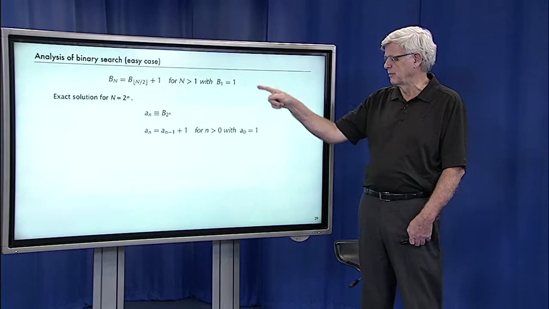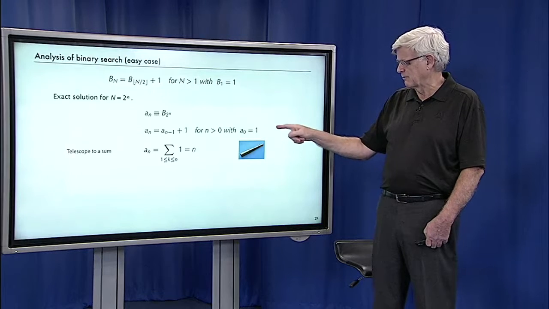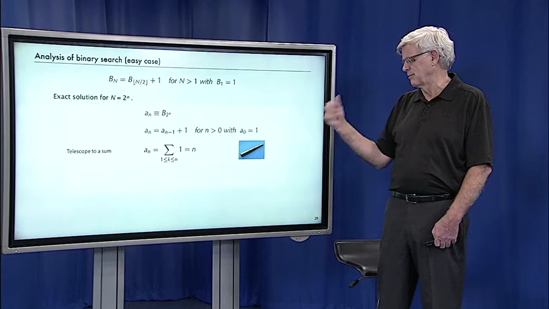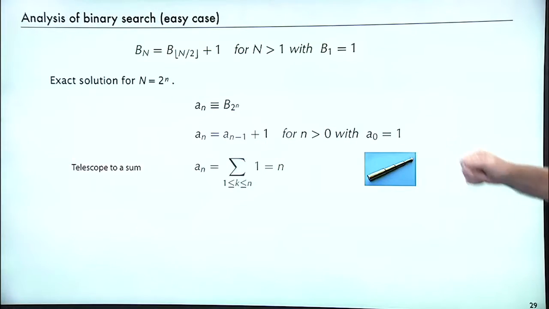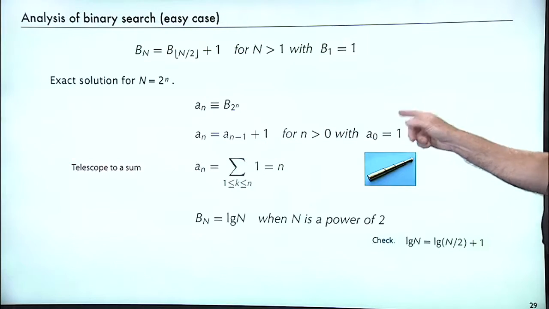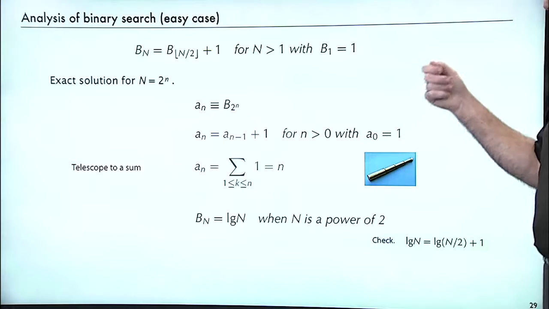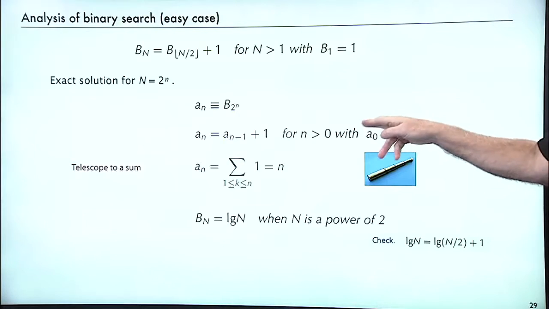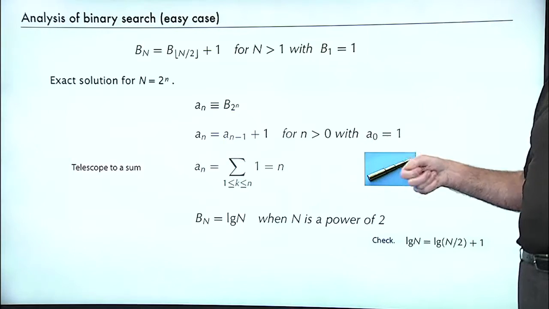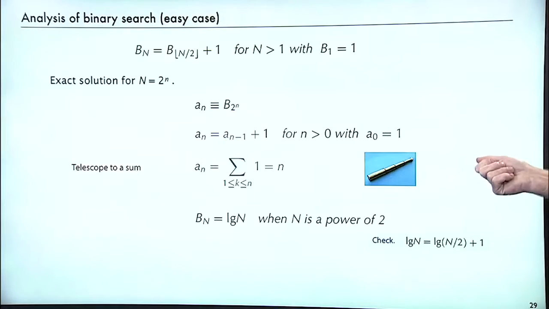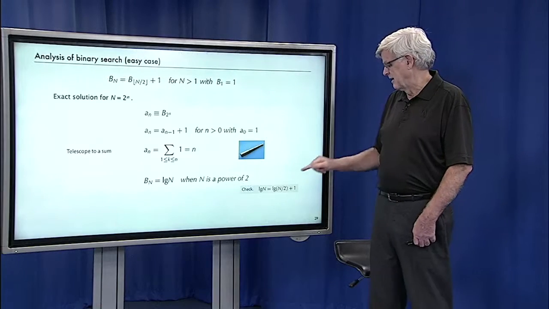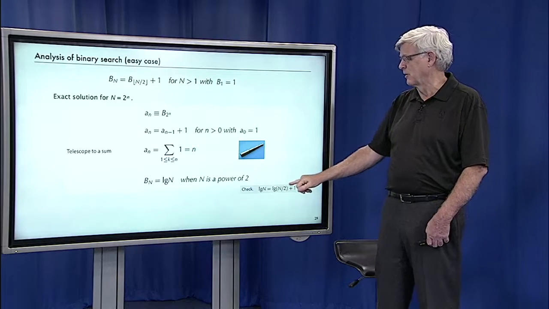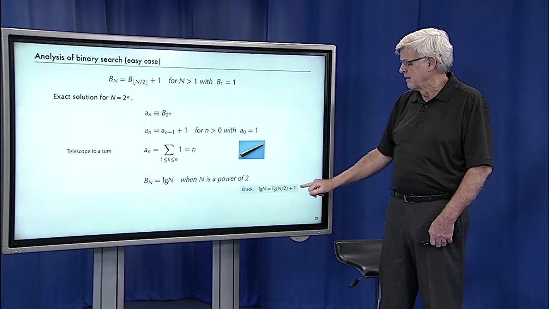That's just substituting b of 2 to the n. And then that recurrence is the one that we looked at, it just telescopes to a sub n equals n, and each time you throw out a 1 for n times. And that means that little n is log base 2 of big N by definition. So the number of compares taken by binary search in the worst case is log base 2 of big N when n is a power of 2. And again, I can check that just by plugging into the recurrence log base 2 of n.